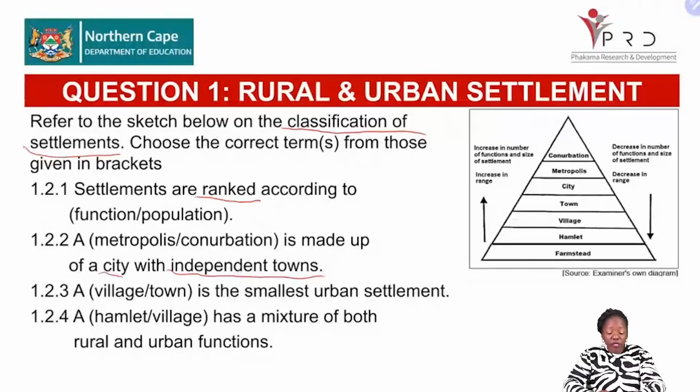Then your third question, a village or a town is the smallest urban settlement. Then your 1.2.4, a hamlet or a village has a mixture of both rural and urban function. So is it a hamlet or is it a village that has a mixture of both rural as well as urban function? So you've got 4 questions at the moment.